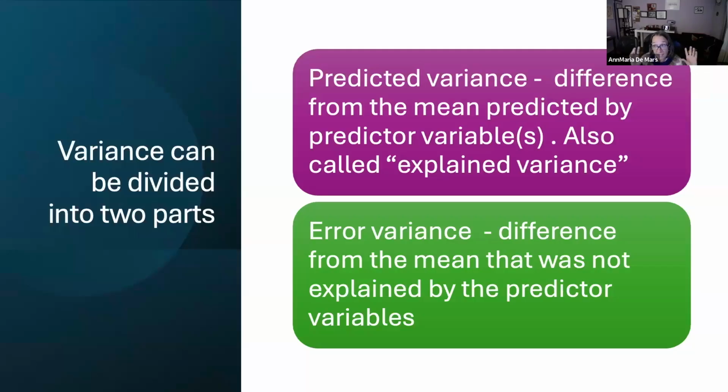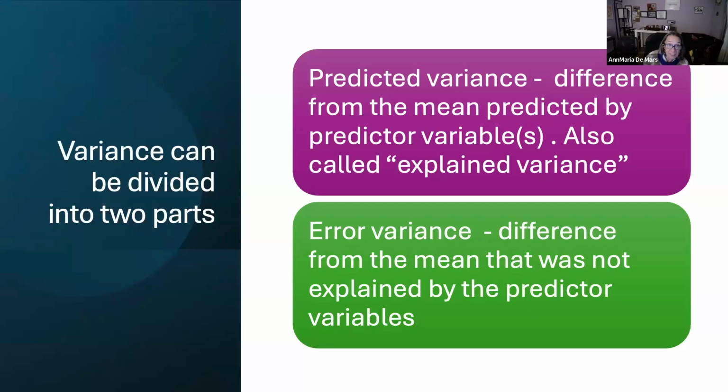And variance, I will say this a bunch of times, can be divided into 2 parts. A statistics professor I liked a lot would say that science is the search for explained variance. We want to know why some people get higher GPAs than others, why some people make more money than others, why some schools have lower dropout rates than others, whatever. There's variance in the world, and we would like to know what explains that.